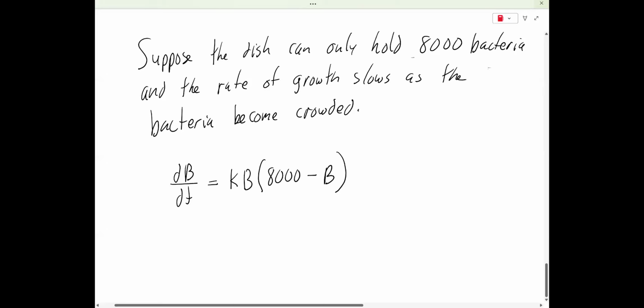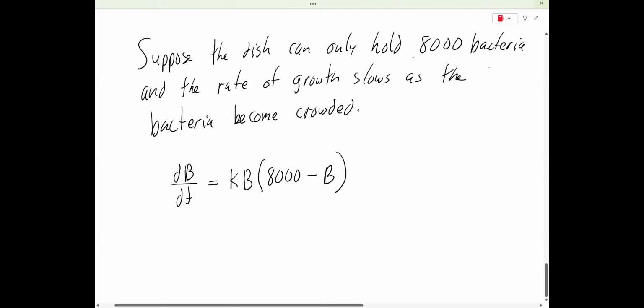So in the beginning it's slow because there's not many bacteria to work with. It goes from 1 to 2 to 4 or whatever. Midway through it's pretty fast, because if you have, say, 100 here, you take 100 times 7,900, which is a pretty big number. But when you get closer to 8,000, it's slowing back down again. So something like this accounts for that.